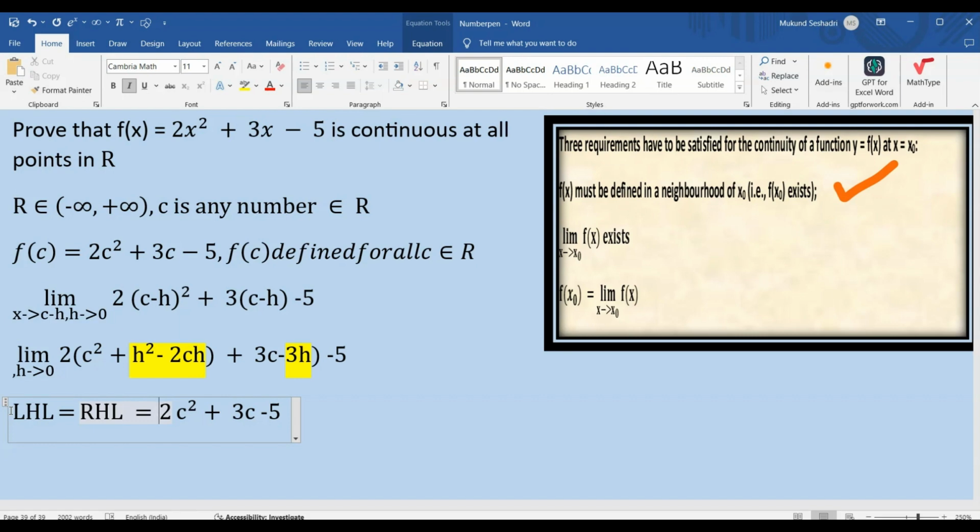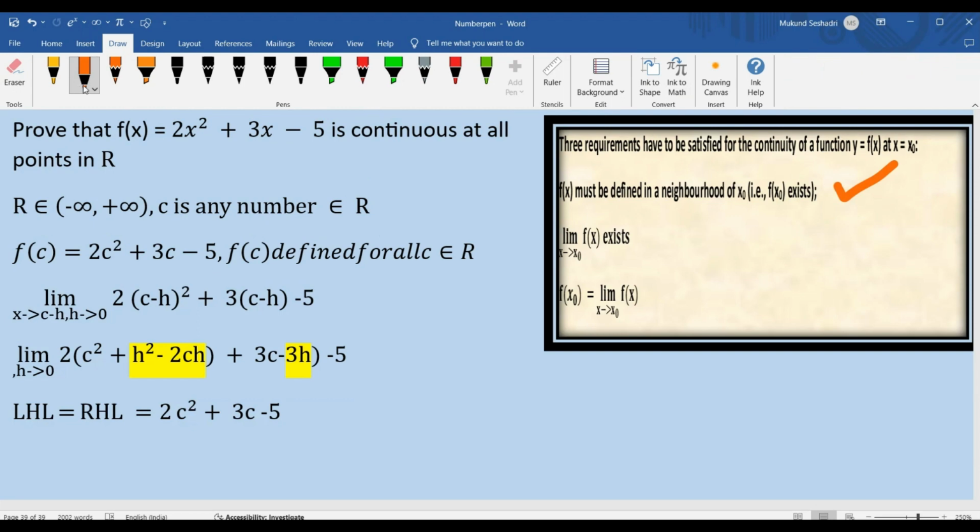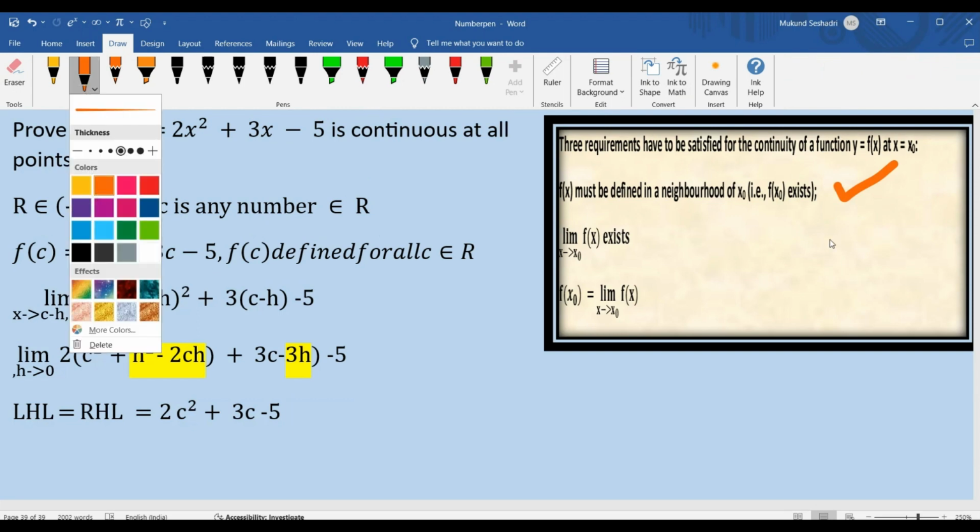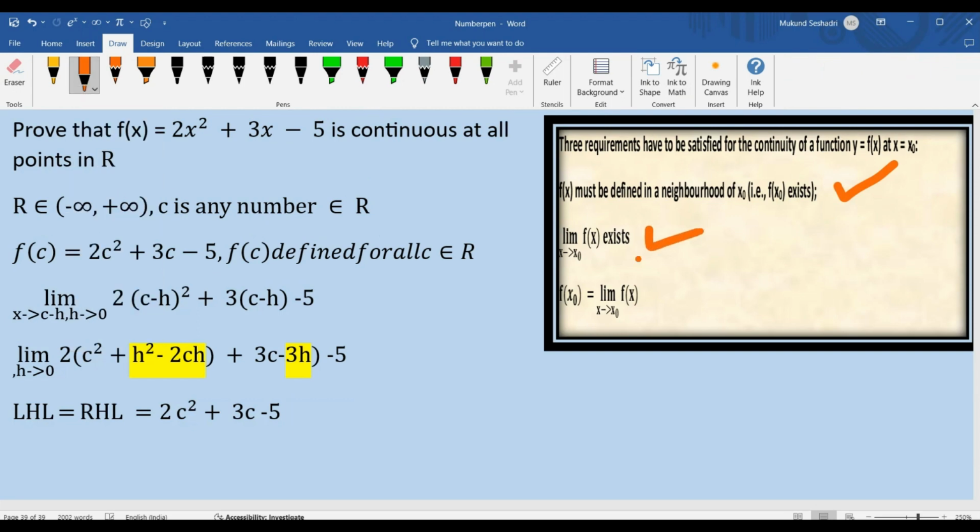So that is what we have established, which means that our condition 2 also is fine, right? And look at this, folks. LHL or RHL will be a finite number for any c, provided c belongs to R. And that is what we've been asked to establish. We've been asked to establish the continuity of this function at all points in R, which means it does not include the minus infinity or the plus infinity, right? So which means my condition 2 is also satisfied. So let's put a tick here, right?